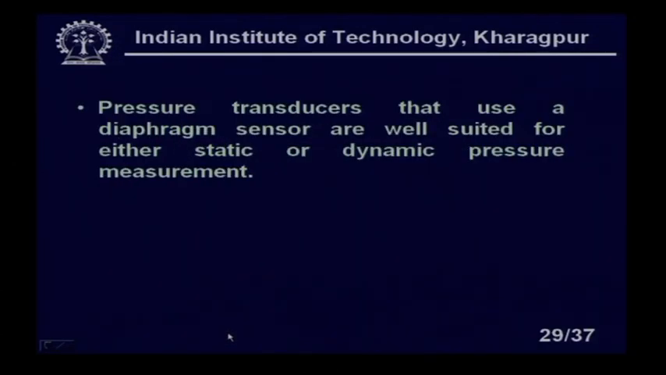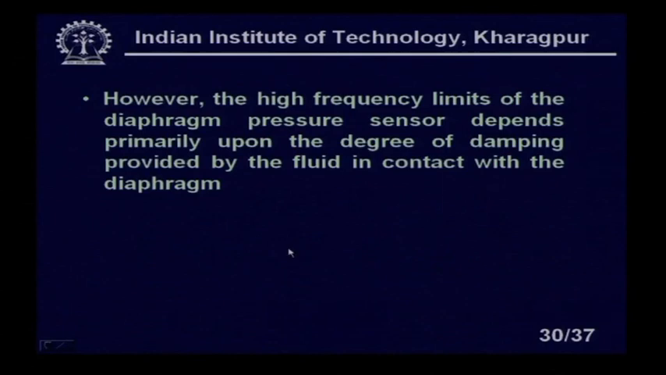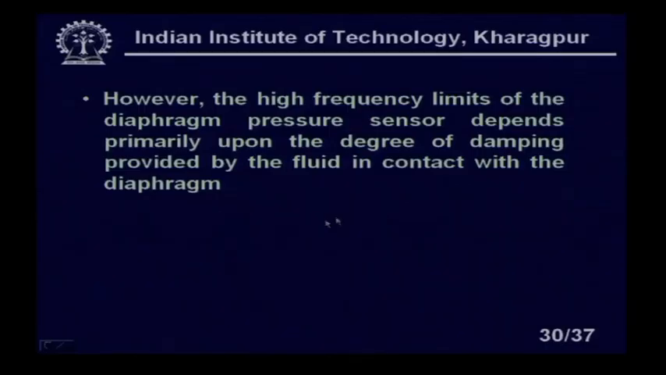Pressure transducers that use diaphragm sensors are well suited for either static or dynamic pressure measurement, quite obviously. The diaphragm sensor has a very high natural frequency with a small damping ratio because of its low mass and relative stiffness. However, the high frequency limit of the diaphragm pressure sensor depends primarily on the degree of damping provided by the fluid in contact with the diaphragm, because not necessarily will we measure gas pressures, we can measure fluid pressures also. In that case, the damping will be basically controlled by that particular liquid.